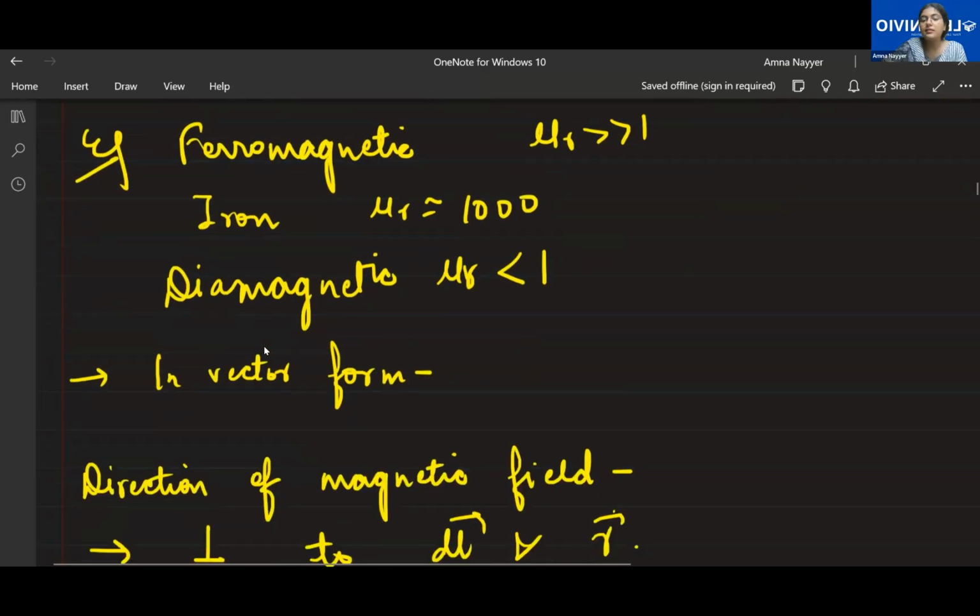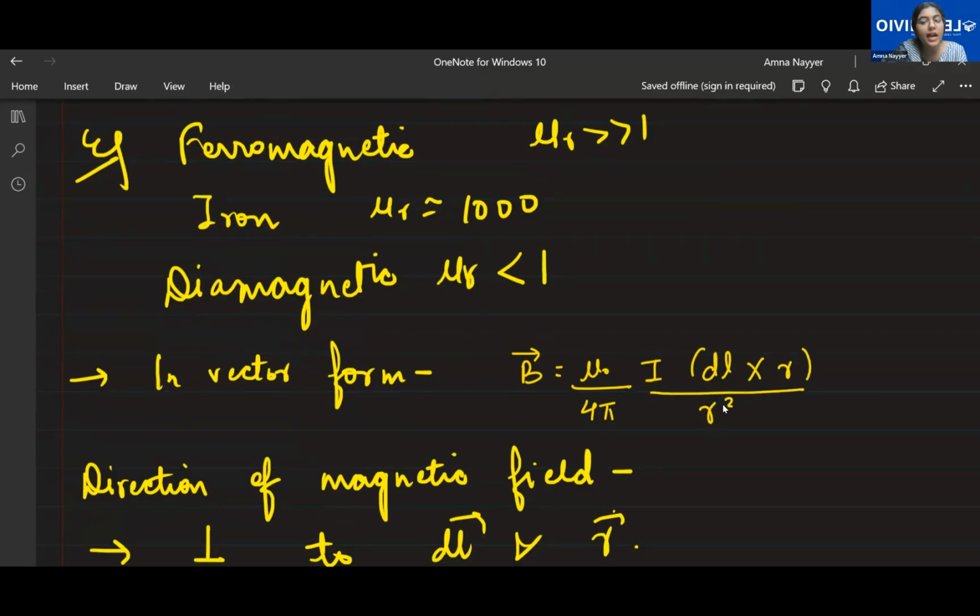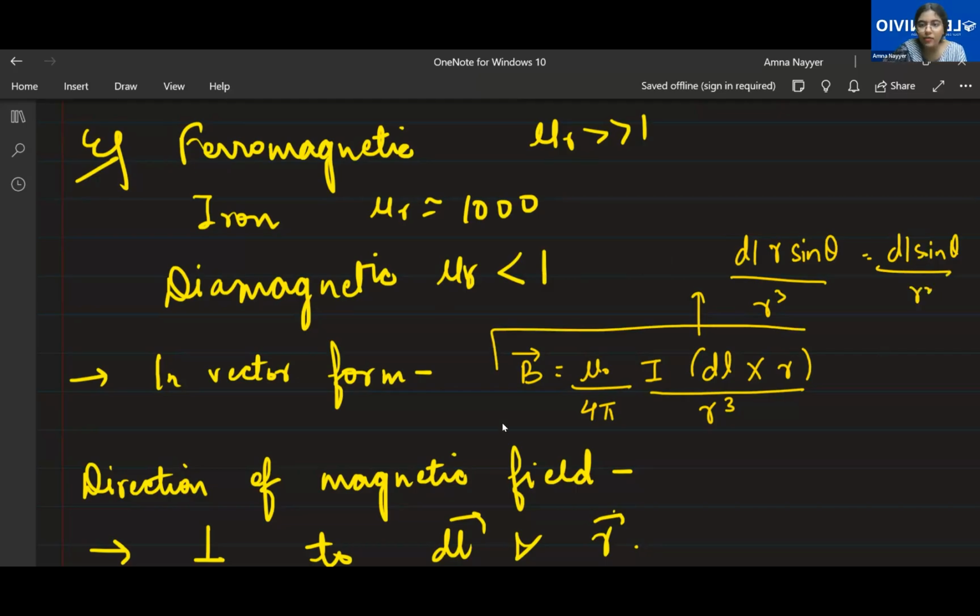Just one more thing, if it is asked in vector form, then the magnetic field will be mu naught by 4 pi, times I, dl cross r, the two vectors, divided by r cube. This is the formula in vector form. When you open it, this becomes dl into r into sine theta, and here you will have r cube. That eventually makes it dl sine theta by r square, which we have studied in the non-vector form. So you should go by the cross product of all of it.